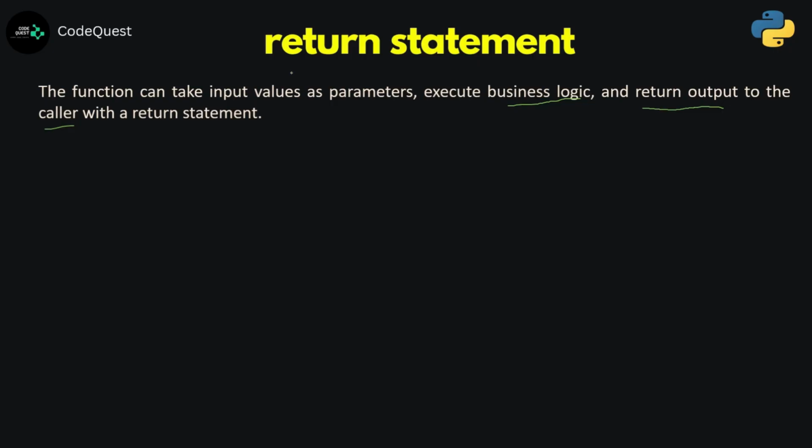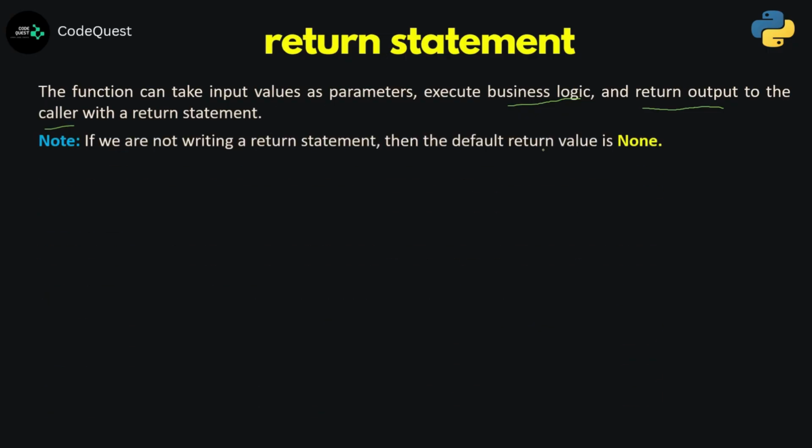So if there is any requirement of returning any value out of a function, then we should be using this return statement. Now, if you are not writing a return statement, like in the previous examples we have seen, where we have not written any return statement, so when I do not mention any return statement inside a function body, it is going to return a default value, that is nothing but None.